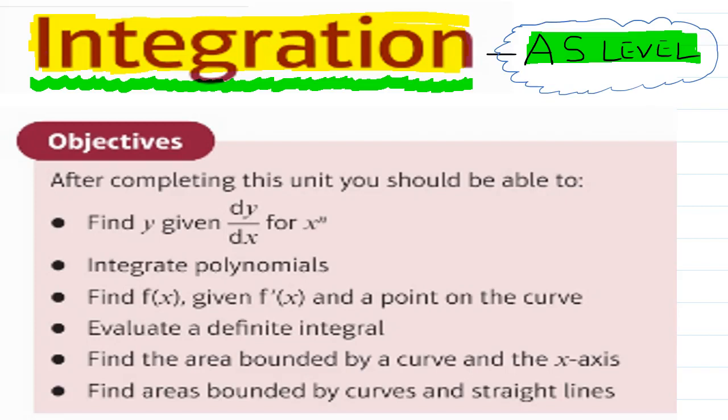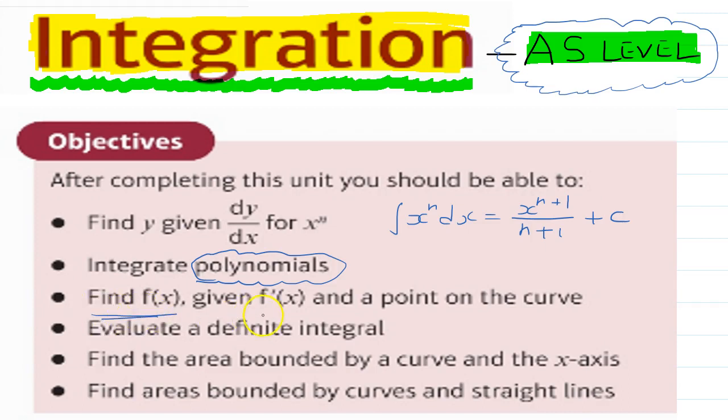Hi guys, today we are going to start integration, which is based on AS level. Today's learning objectives are, after completing this unit you should be able to find y when given dy by dx for x to the power n, and we will be using this formula: integration of x to the power n dx is equal to x to the power n plus 1 divided by n plus 1, and we put one constant c. Integrate polynomial, so this is our second objective. So we are going to integrate polynomial, and then the third objective is find f(x) when given f dash x. So f dash x, you know, it is a derivative, the first derivative.